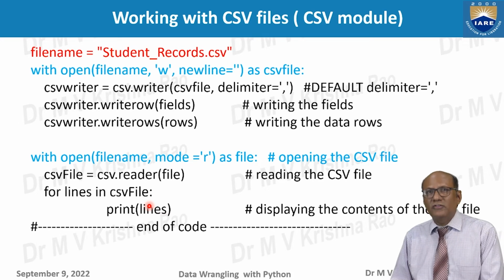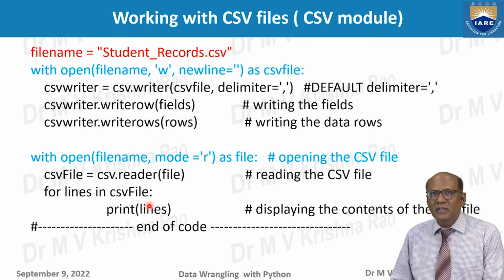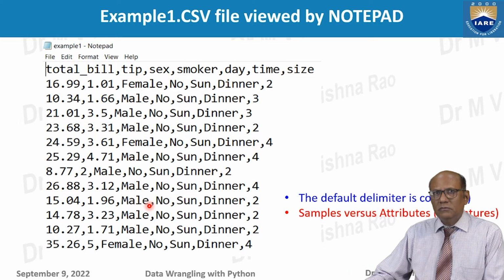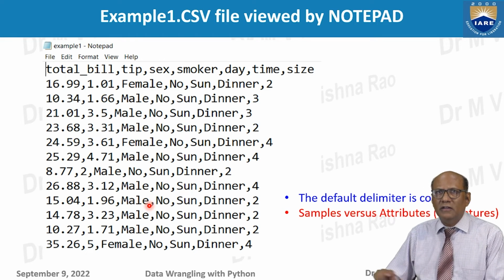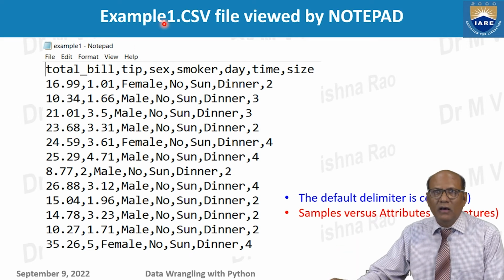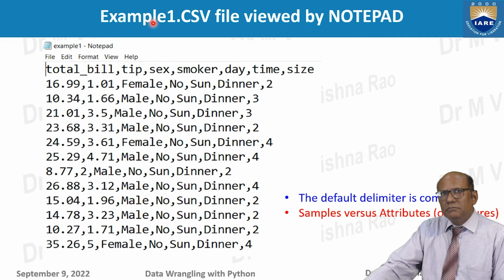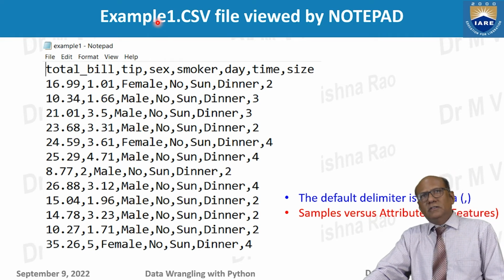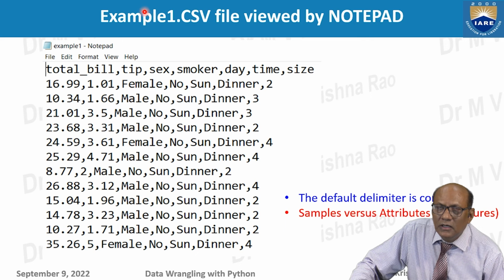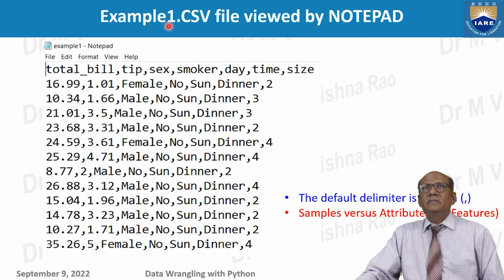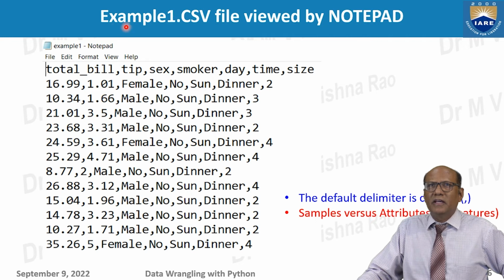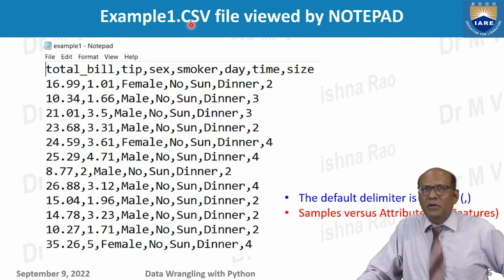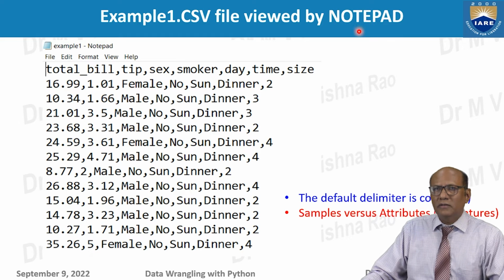Unfortunately, I have no snapshot of the console. Because whatever example I have taken has very few things, I thought I will take another new CSV file, different, which is available online. My guess is it must be from GitHub. I don't remember. But you have the example.csv file viewed by Notepad. I am viewing this one with Notepad.